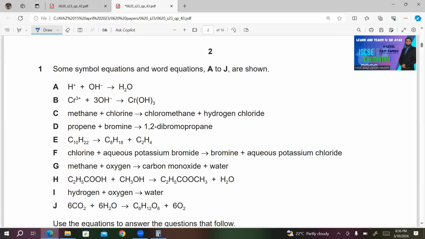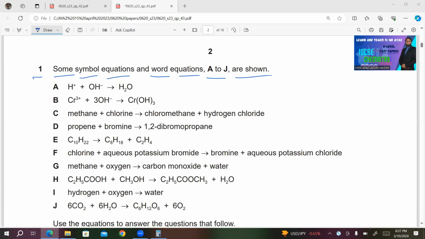Question number 1. Some symbol equations and word equations A to J are shown. In A, it's a neutralization reaction. In B, it's a precipitation reaction. In C, it's a substitution reaction. In D, it's an addition reaction. In E, it's a cracking reaction. In F, it involves displacement reaction. In G, it's incomplete combustion reaction.